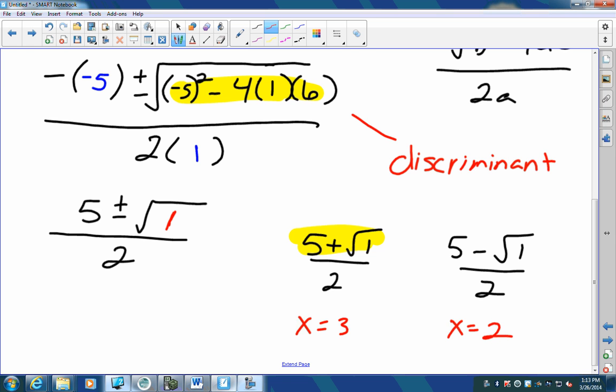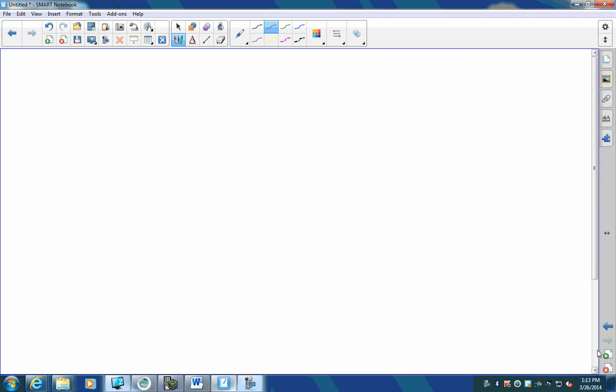All right. This is normally not what happens. It's normally not nice, easy numbers. Normally they are decimals because that's why you use the quadratic formula. Let's try the next one.